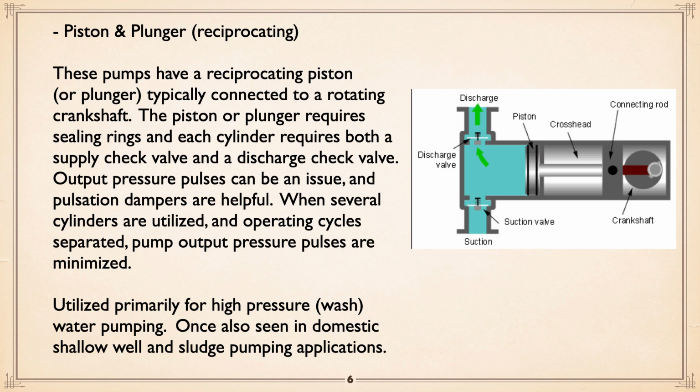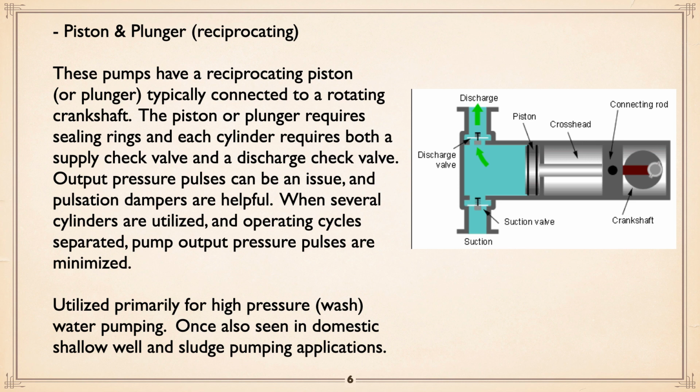The basic one: piston and plunger. On the right hand side of this drawing, you have a crankshaft and an eccentric on it, which is moving a connecting rod to a crosshead, goes back and forth, back and forth. When it retreats to the right, liquid is drawn in through a suction check valve. When it goes back, it's discharged up through the discharge check valve. Okay.